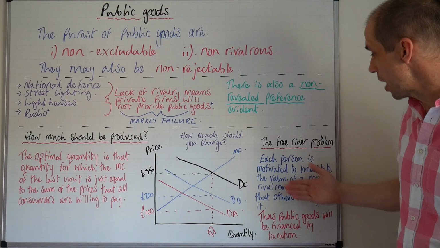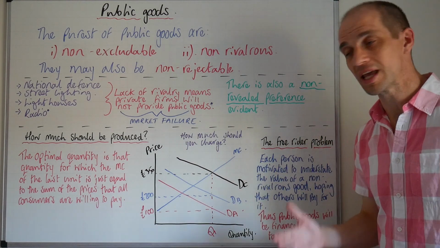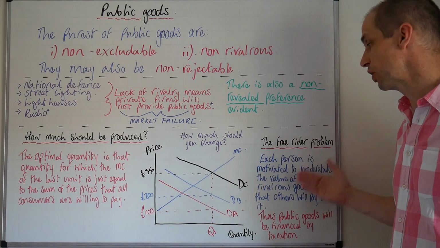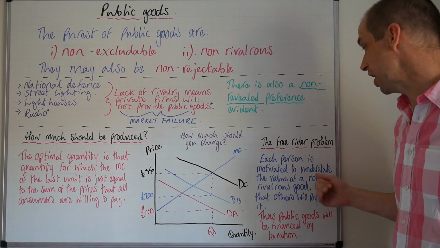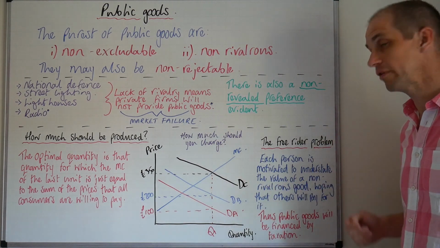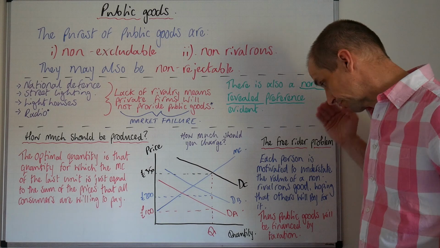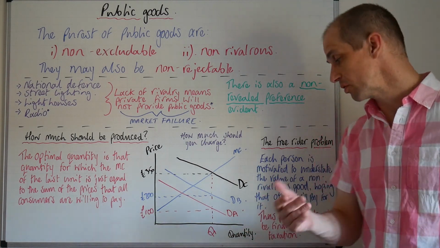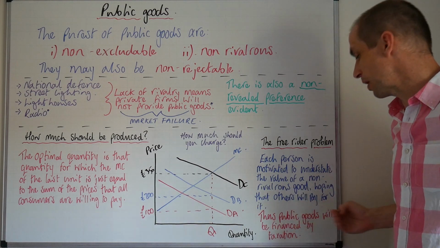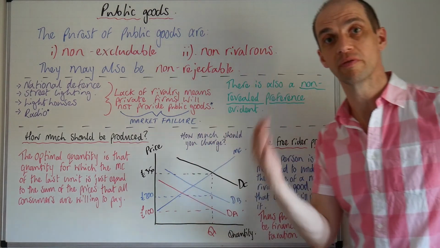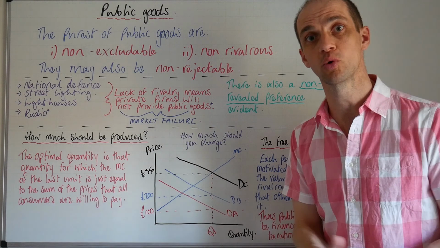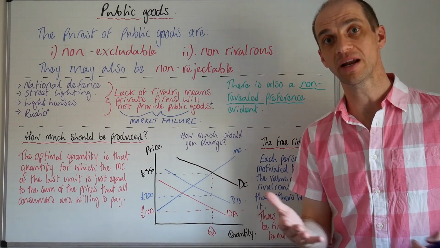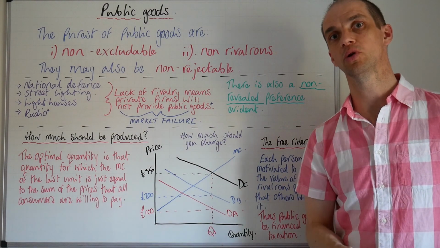The free rider problem, in a nutshell, says that each person is motivated to understate the value of a non-rivalrous good, hoping that others will pay for it. That's what they hope for, and thus public goods will need to be provided by taxation, of course, and that is where direct government provision becomes really relevant.